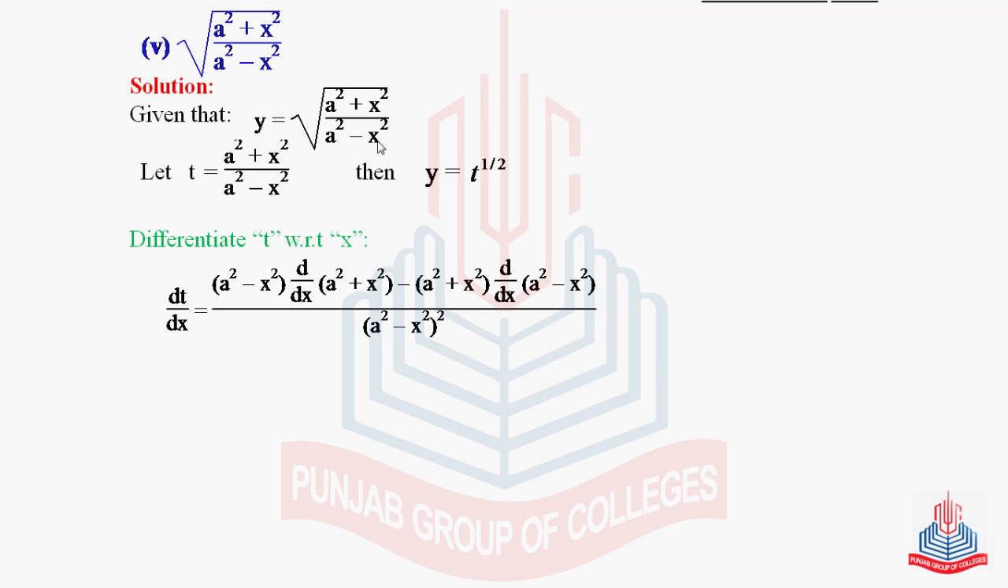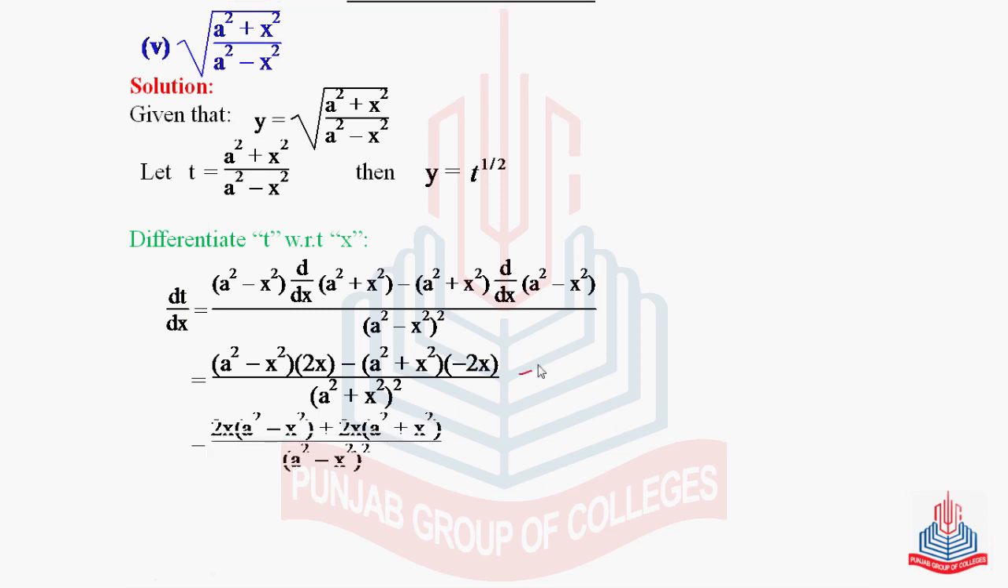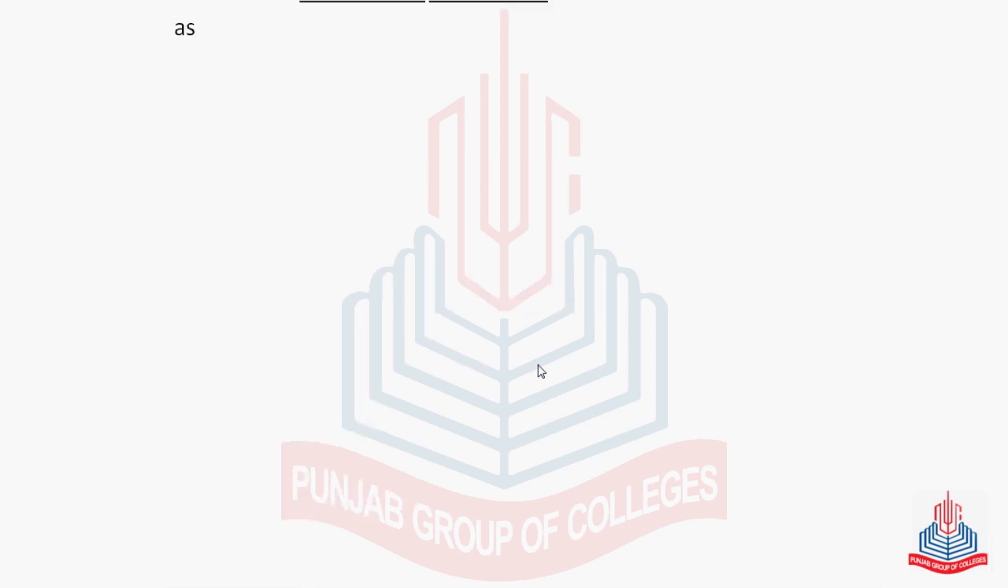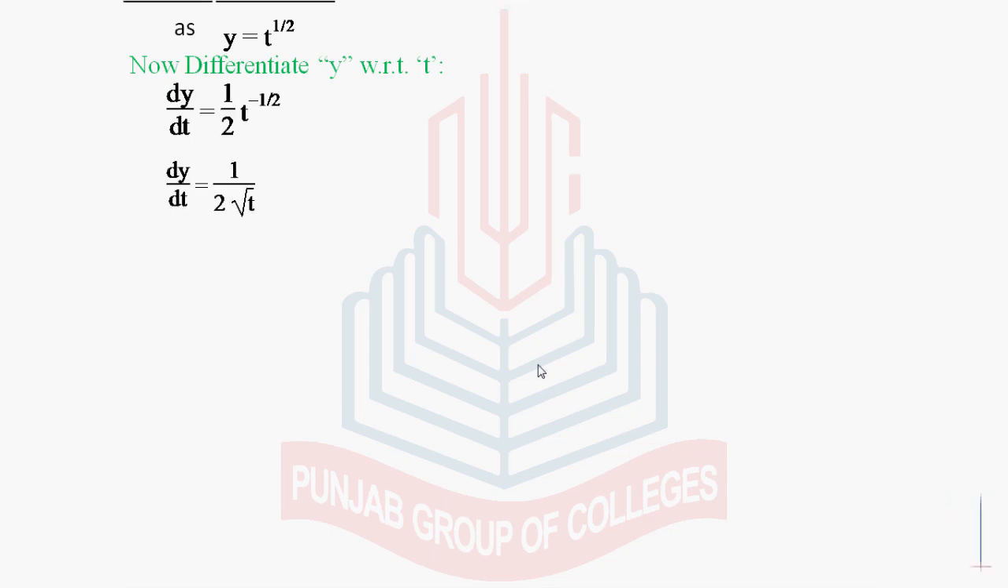This is our quotient theorem. You must check this yourself for this part. Just simplify this one. So finally dt/dx is what we found in the previous slide. And now, as y is equal to t raised to the power 1/2, we already calculated in different parts the derivative of y with respect to t. This will be of the form 1 over 2 square root of t. So this is finally our dy/dt, and dt/dx we calculated in the previous slide.